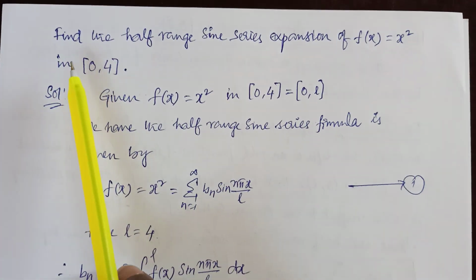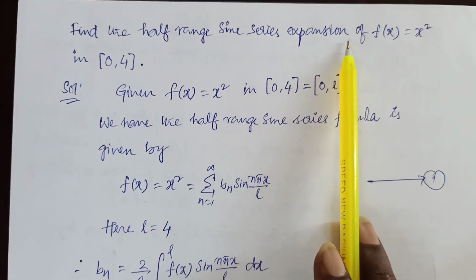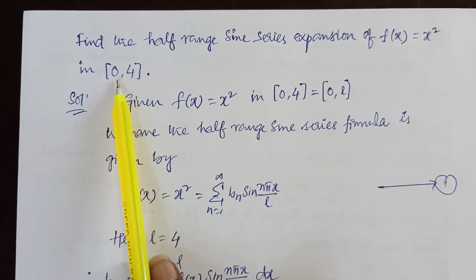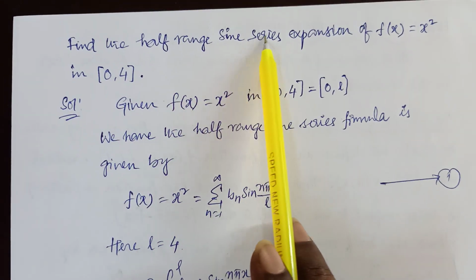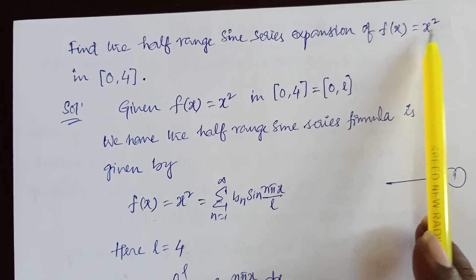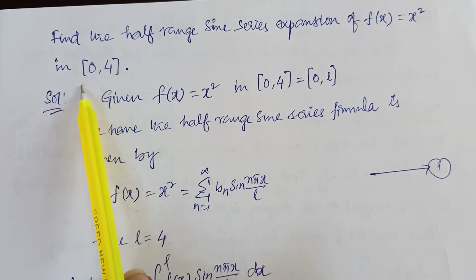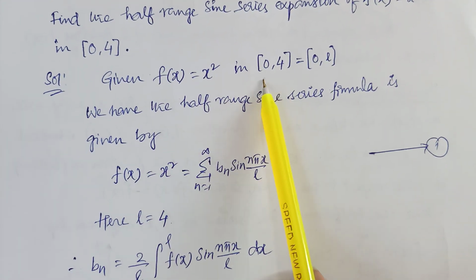Okay, now let us do the problem. Find the half range sine series expansion of f of x is equal to x square in 0 comma 4. Since it is mentioned clearly half range sine series, the half range sine series expansion of f of x is equal to x square in 0 comma 4.